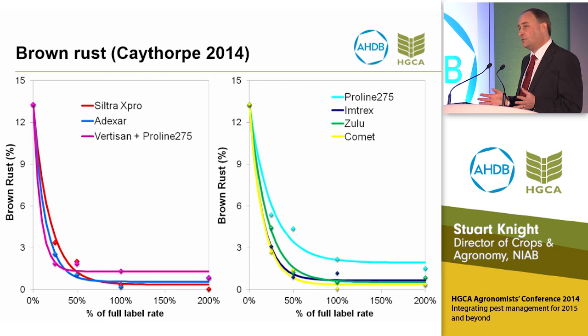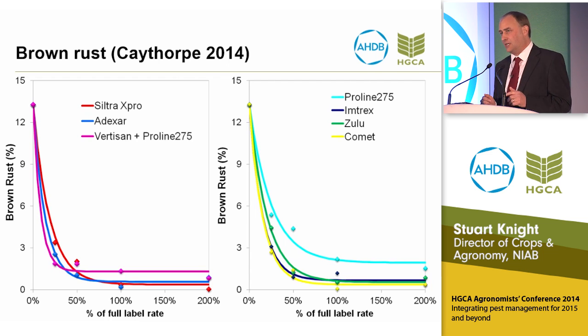So, brown rust. Now, we haven't generated any brown rust data on barley for many years, so very fortunate, very lucky that this year, with some good disease pressure, we've managed to generate some good data to test the products. So here's our Proline 275 line. So Proline giving us a good level of brown rust control on the barley. But actually, looking at the two SDHIs, the Imtrex and the Zulu, and indeed the Strobel and Comet, giving us very high levels of brown rust control from those non-azole treatments.